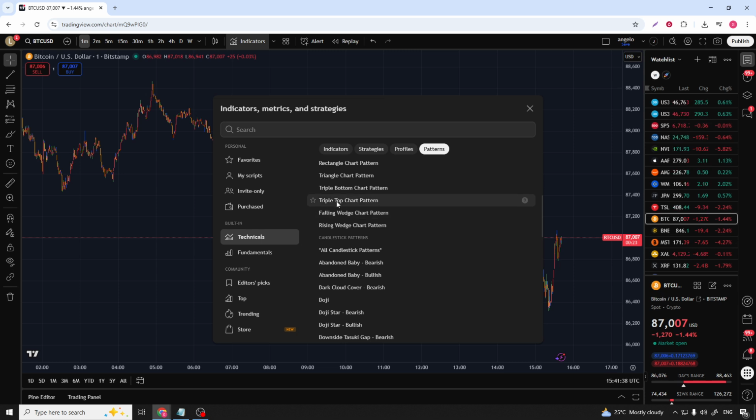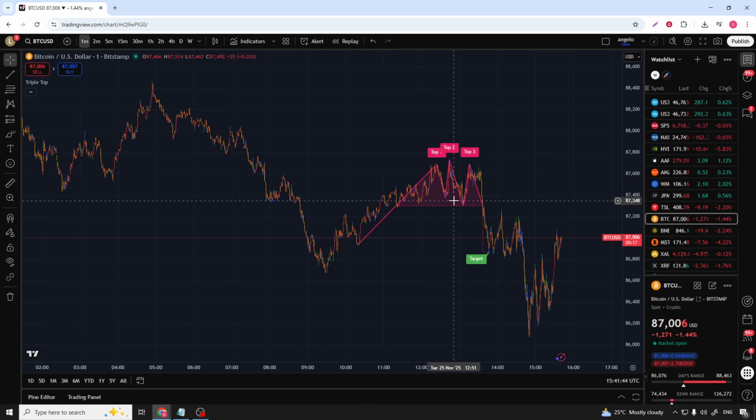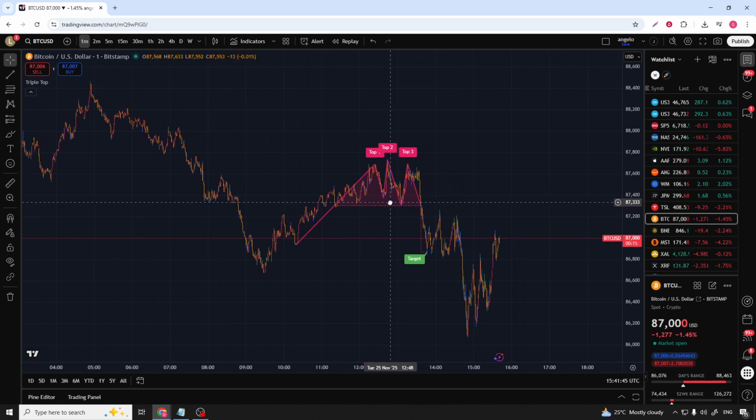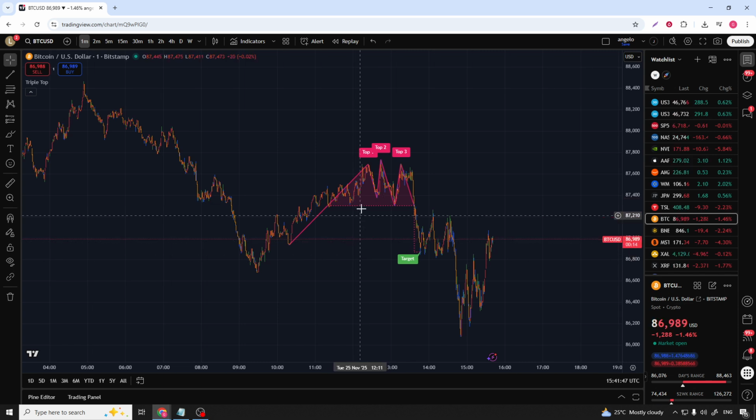Now, from that list, find the triple top pattern option. The triple top is a bearish reversal pattern, which means it often appears after a price has been in an uptrend and is starting to show signs of weakening. It forms when price tests a resistance level 3 separate times but fails to break above it convincingly. Selecting this tool tells TradingView to scan your chart for that specific structure. Go ahead and click on triple top pattern.